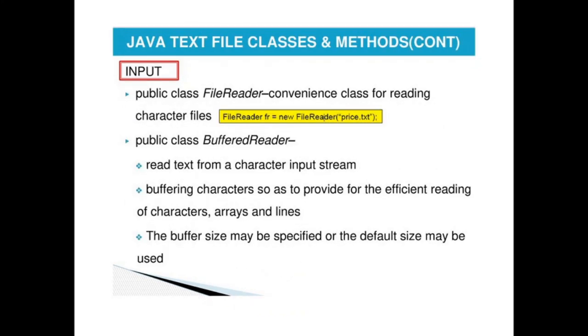Now there is a class, as you can see, FileReader, and what it can do is read a file. FileReader fr is equal to new FileReader, and in the arguments we can pass the local path or a physical path, that is the absolute path, inside it. But what we have done here is that the price.txt file is kept in the same folder in which we are making the .java file.